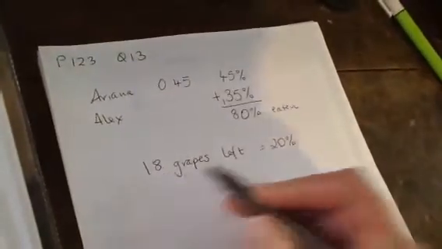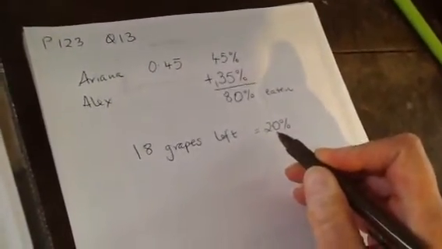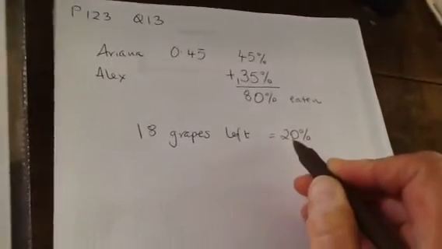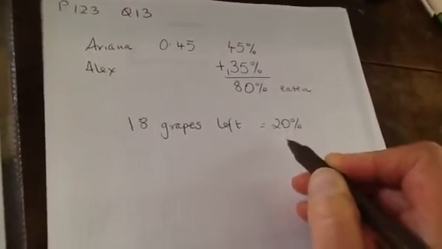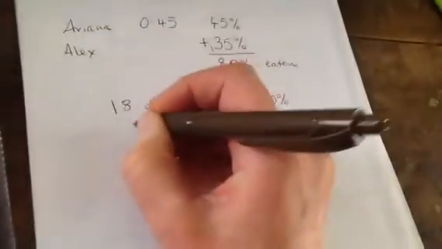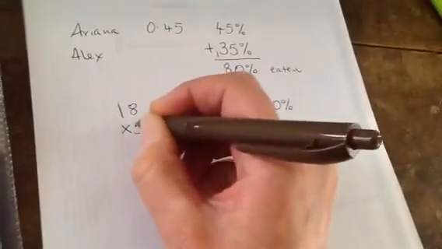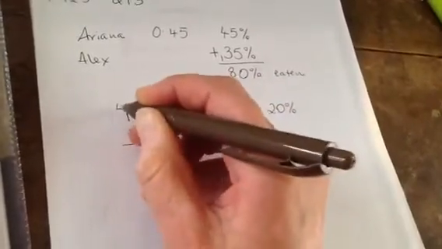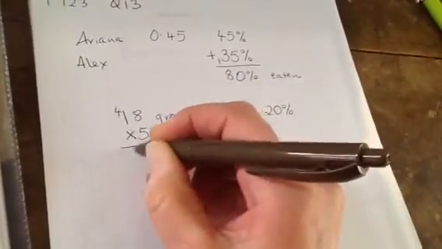So 18 grapes is 20%. How do I find 100% of the grapes? That's what I need to find. So if I multiply 20% by 5, I get 100%. Multiply 18 by 5. 5 eights are 40, carry my 4. 5 ones are 5 and 4 is 90.